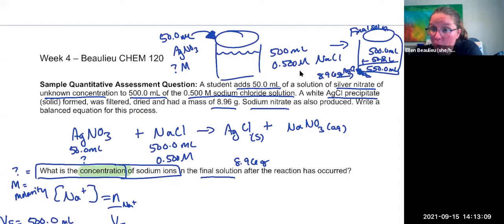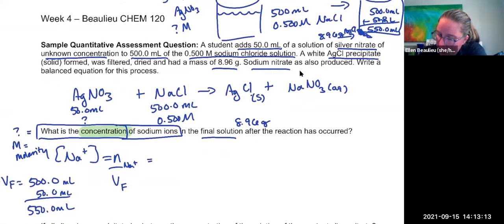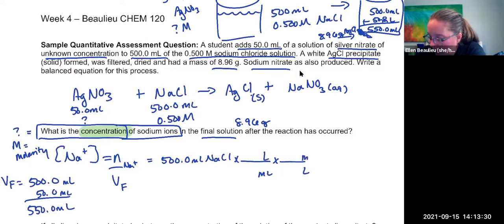So how do I find those moles? How do I find those moles of sodium? Well, where did they come from? They came from that 500 milliliters of sodium chloride. All the moles of sodium came from that 500 milliliters of sodium chloride. I need to get into moles, so I need to get out of milliliters and into liters so that I can get out of liters and into moles of sodium chloride.